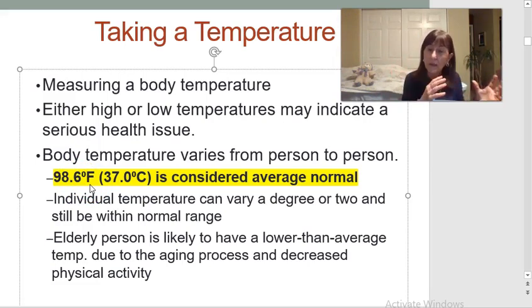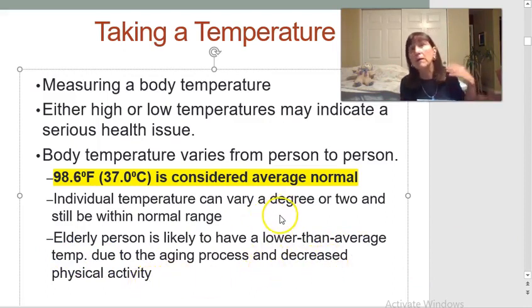Some people could be a degree or two off and still within normal range. I've seen older people at 95.8 and they're fine, because older people are likely to have a lower than average temperature due to the aging process and decreased physical activity. However, if someone's out in the sun and they're doing things, they could be 99.8 and they have no fever. They're just hot because they're running around in the sun.